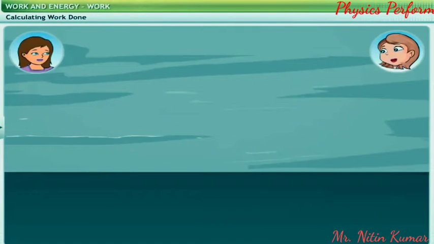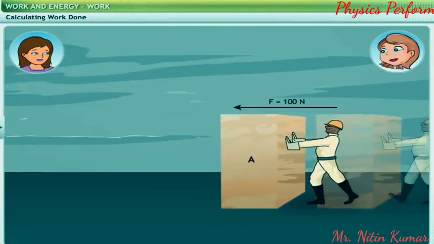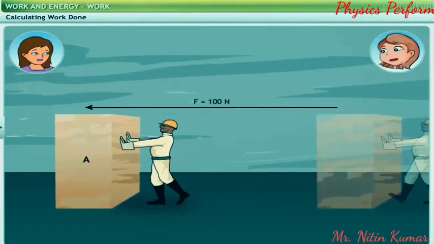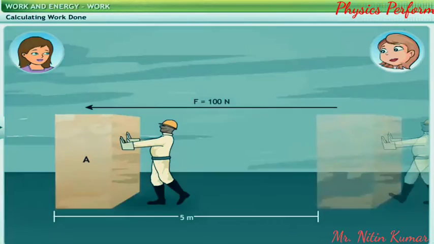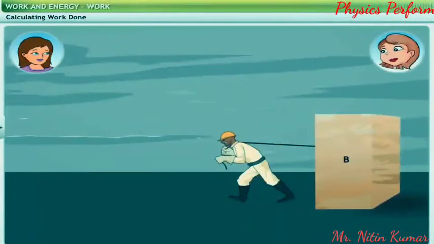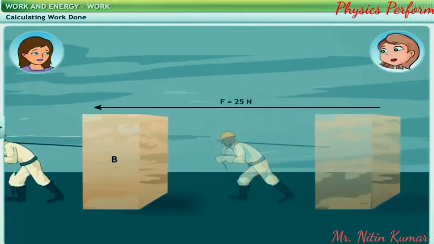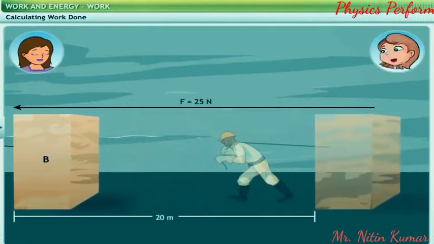Now, I'd like you to consider 2 cases. In the first case, a force of 100 Newton displaces a block A on a smooth floor through 5 meters by pushing it horizontally. And, in the second case, a force of 25 Newton displaces a block B on a smooth floor through 20 meters by pulling it horizontally. Can you tell me, in which case more work has been done?